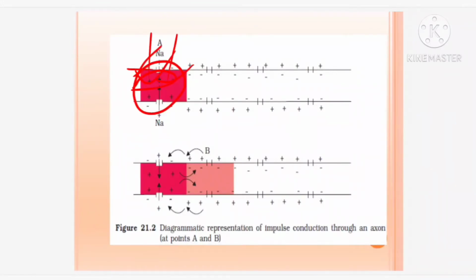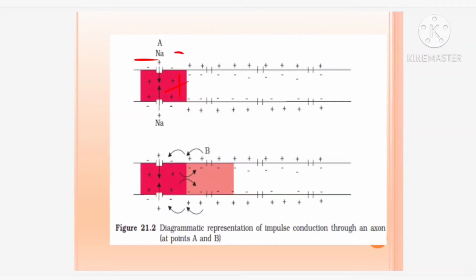So at that site, the concentration of positive charge inside will be more and outside will be less. This leads to the rapid influx of sodium. Now the polarity changes, isn't it? Previously it was positive outside and negative inside. When a stimulus was generated, it becomes negative outside and positive inside, because the sodium ions are rapidly moving in.